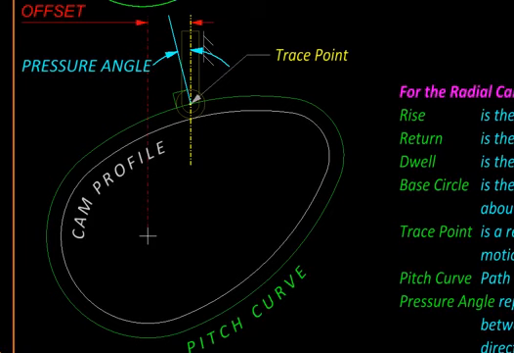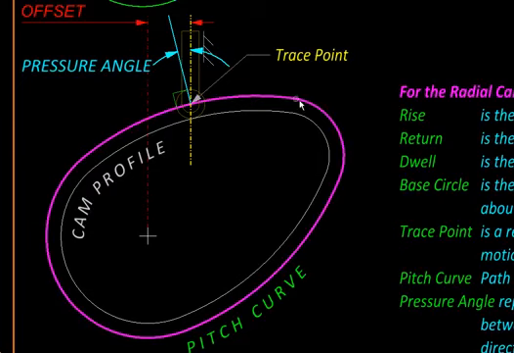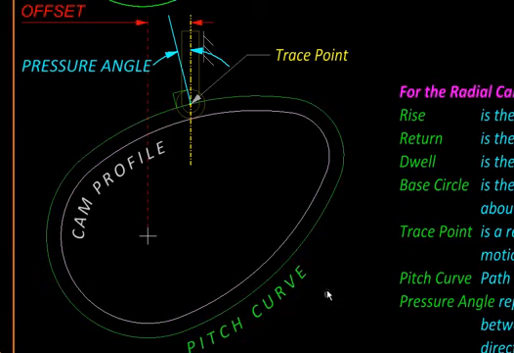Finally, some definitions related to the follower. A point that represents the follower is called a trace point. This could be the tip of a knife edge follower, or it could be the center of the roller for a roller follower. The path traced by the trace point around the cam profile or relative to the cam profile is called the pitch curve. The pitch curve and cam profile are the same for knife edge followers.